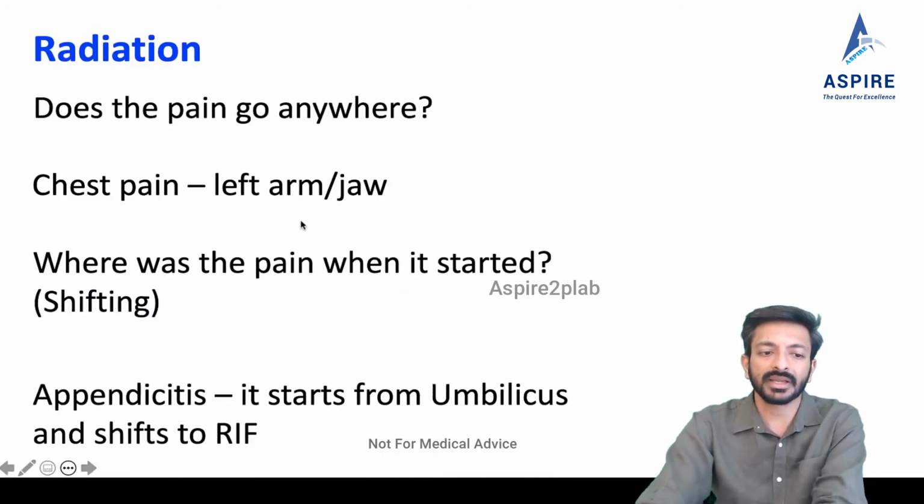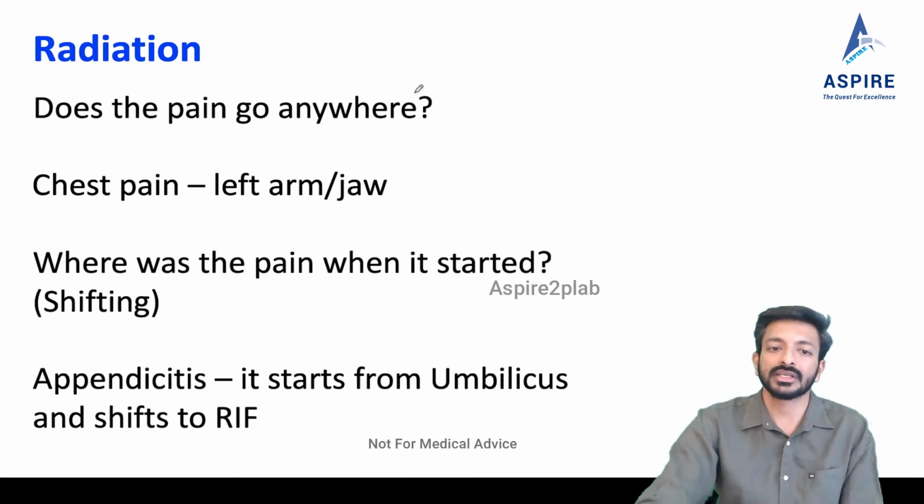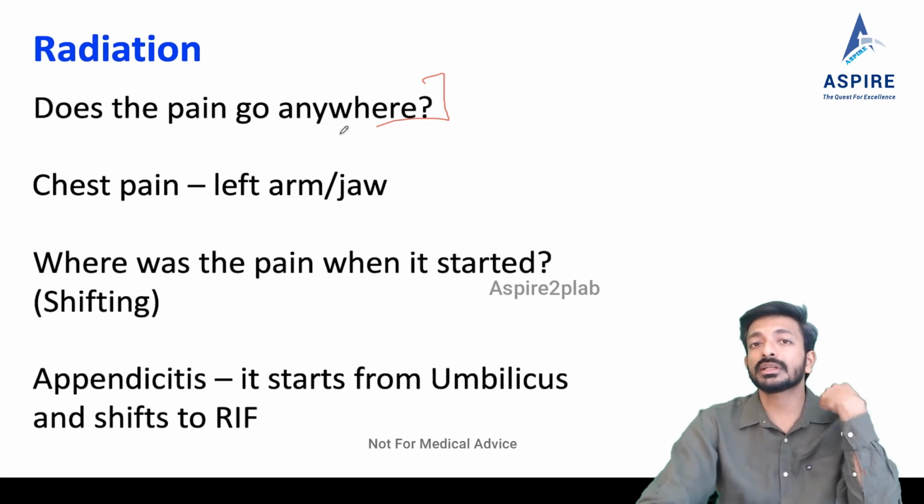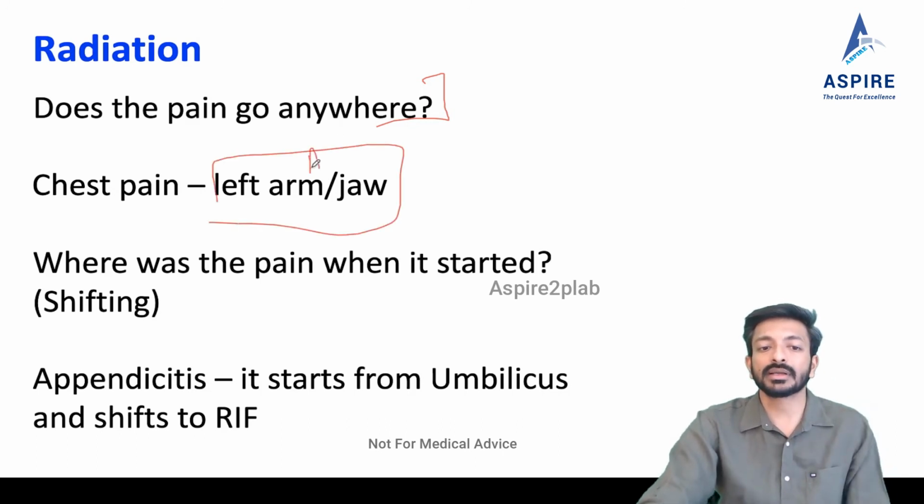Right, radiation of the pain. That's really important. Does the pain go anywhere? Any pain, like chest pain, going to the jaw or the left arm, that's very important. Typical ACS pain. So ask the patient, does the pain go anywhere? Shifting of the pain is very important. Radiation of the pain is very important.